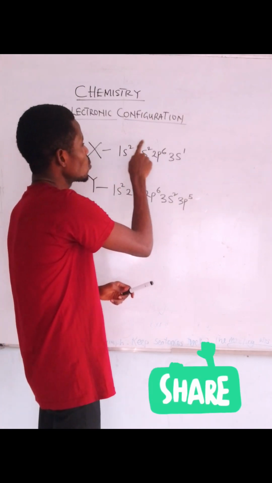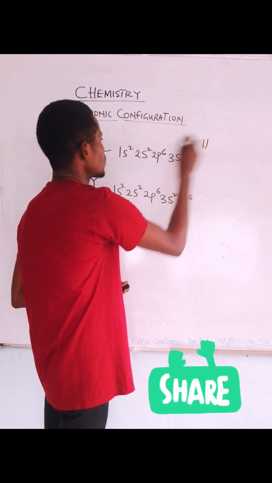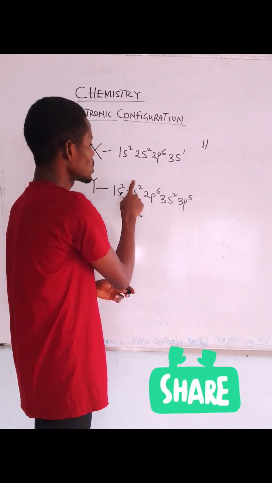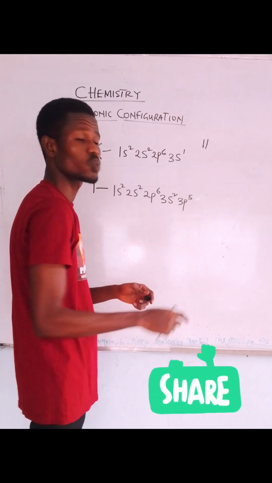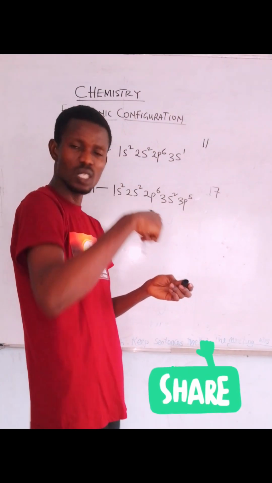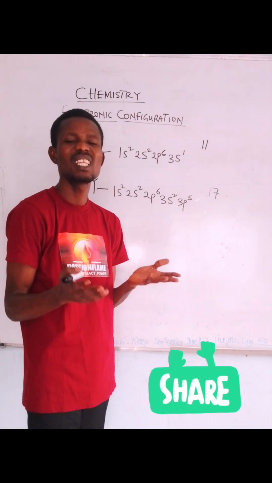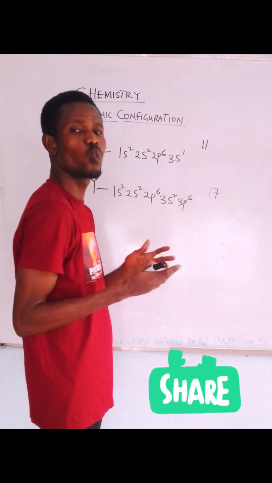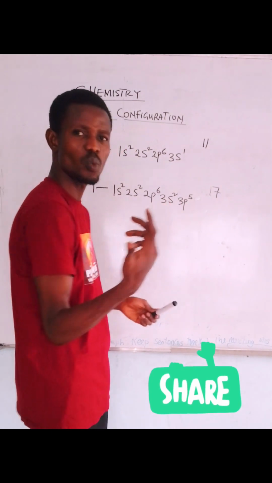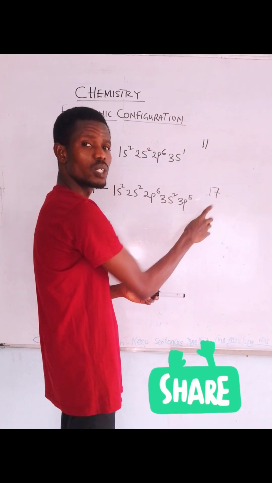If I count now, I have 2 plus 2, that's 4, plus 6, that's 10, plus 1, that's 11. Take note, this element has 11 electrons. Look at this one: 2 plus 2, that's 4, plus 6, that's 10, plus 2, that's 12, plus 5, that's 17. So this also has 17 electrons. Now this brings you back to the question: on the periodic table, which atom in its ground state has 11 electrons? Which element has 17 electrons? You should know, right? This is going to be sodium, and this is chlorine. You're correct.